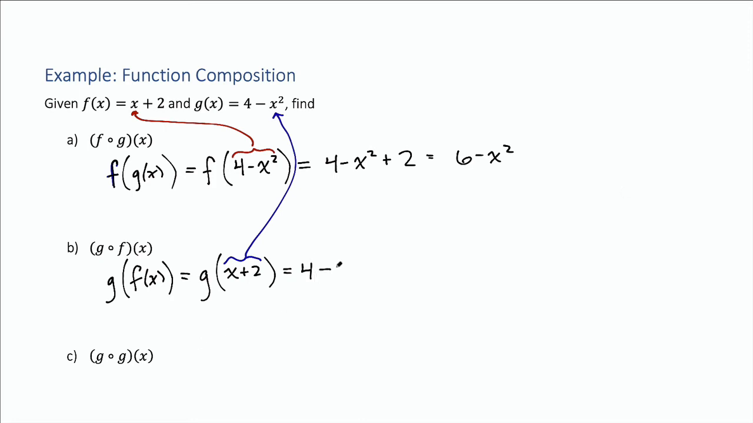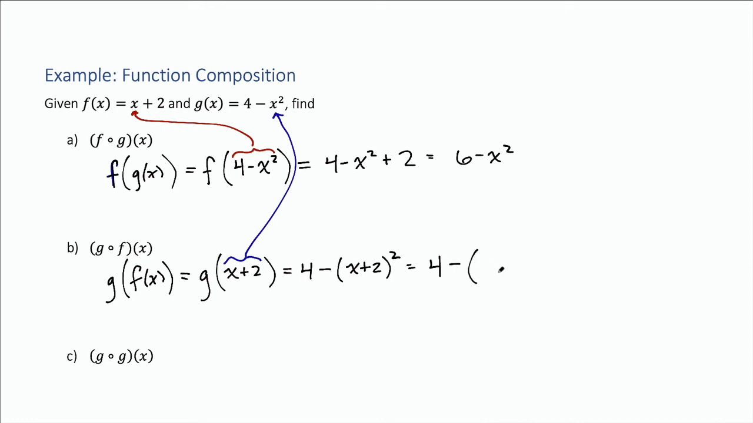So I get 4 minus, and then x plus 2 is the thing being squared. So x plus 2, and notice I put it in parentheses because that squared has to happen to the whole thing. Now this is not simplified, so let's go ahead and simplify it.